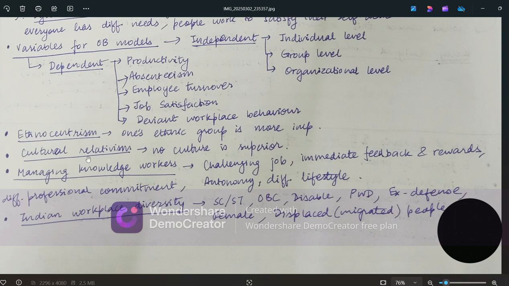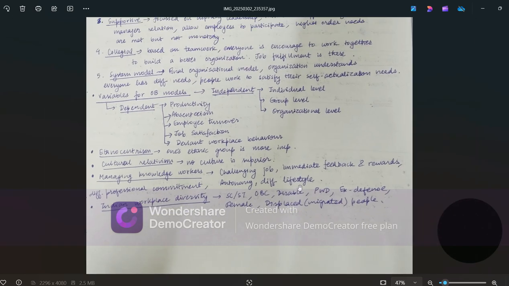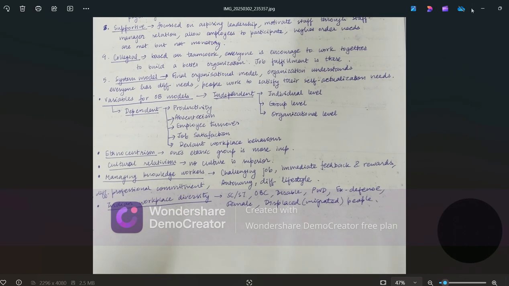Managing knowledge workers: knowledgeable workers require a challenging job. They require immediate feedback and rewards, they have different professional commitment, autonomy should be there, and they have a different lifestyle as well. Now, in India, workplace diversity is given importance, and for diversity, these are the different groups: SC, ST, OBC, disabled, PWD, ex-defense, female, displaced, or migratory people. So, this is all about organizational behavior.